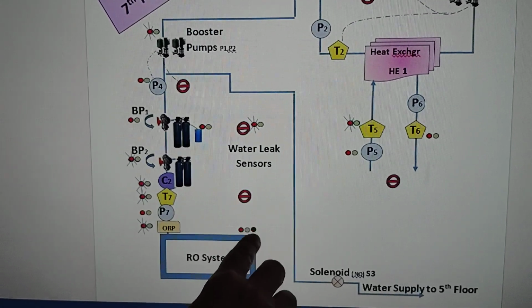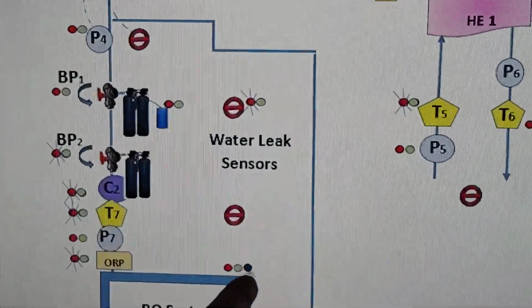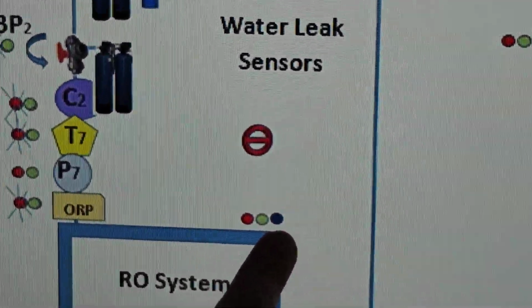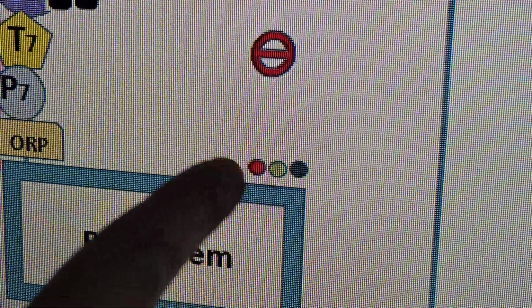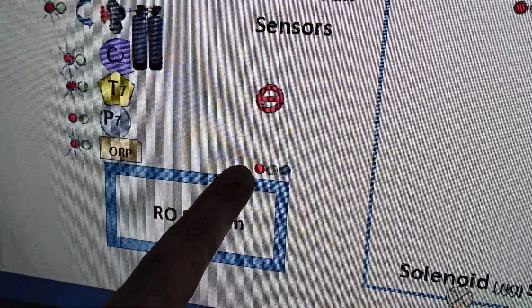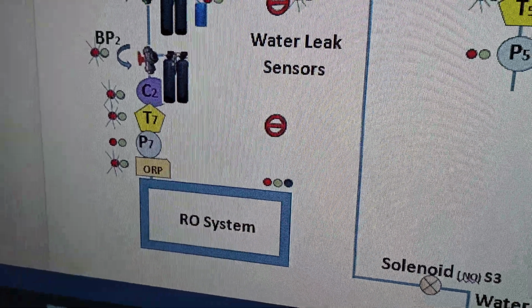So the RO system works over here, gives the water supply to the dialysis unit, and the RO system also will be indicated with 3 indications. If it is blue, then the RO is working, it's on. If it is green, then the RO is in the standby position. If it is red, then the RO is in a disinfection mode.